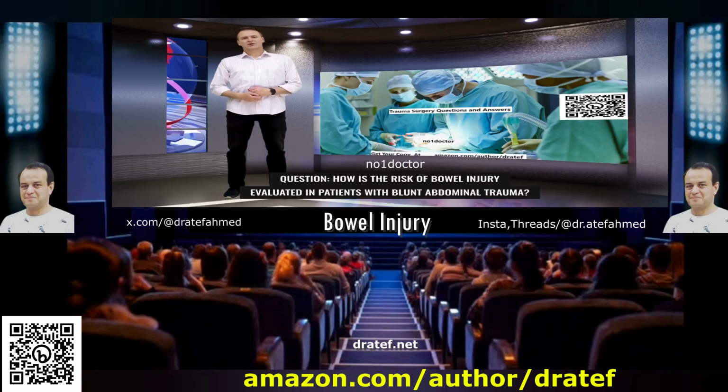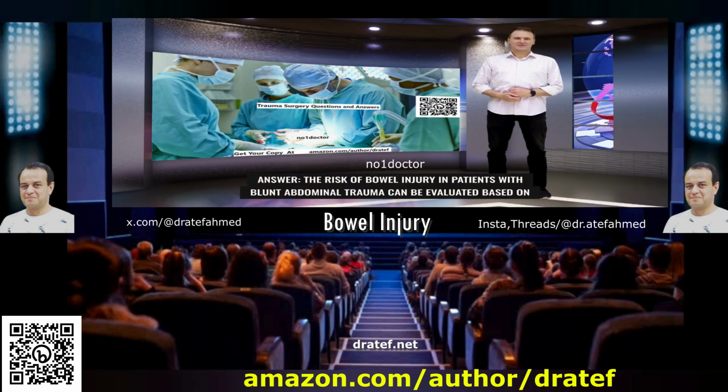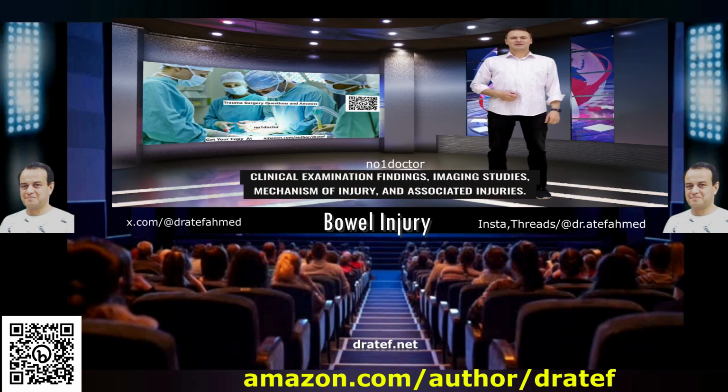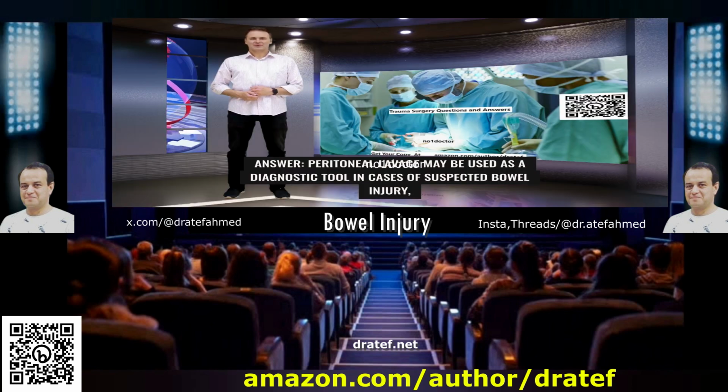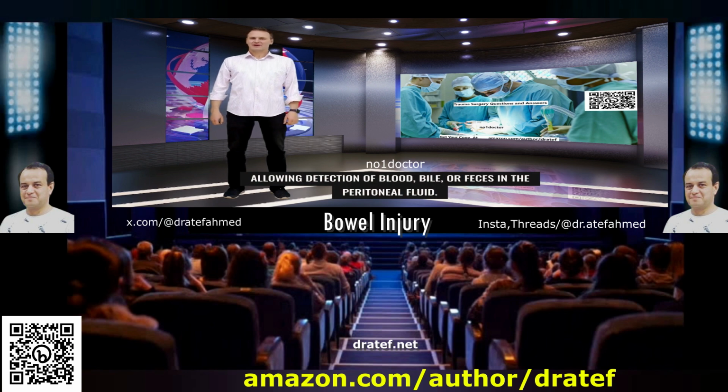Question. How is the risk of bowel injury evaluated in patients with blunt abdominal trauma? Answer. The risk of bowel injury in patients with blunt abdominal trauma can be evaluated based on clinical examination findings, imaging studies, mechanism of injury, and associated injuries. Question. What is the role of peritoneal lavage in diagnosing bowel injury? Answer. Peritoneal lavage may be used as a diagnostic tool in cases of suspected bowel injury, allowing detection of blood, bile, or feces in the peritoneal fluid.